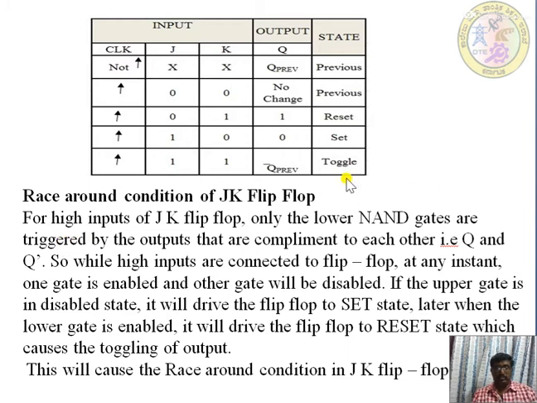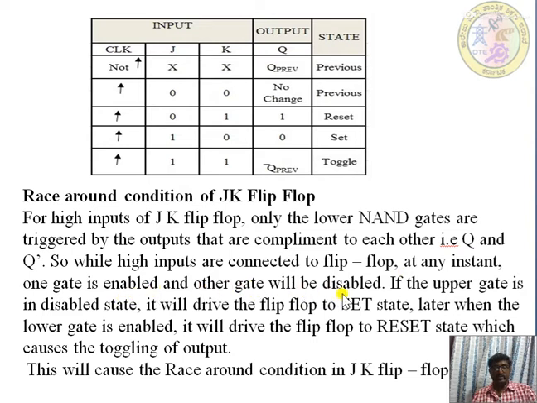So now, this one is the race around condition of the JK flip flop. For high inputs of J and K, only the lower NAND gates are triggered by the outputs that are complement to each other, that is Q and Q dash. So while the high inputs are connected to the flip flop, at any instant one gate is enabled and the other gate will be disabled.